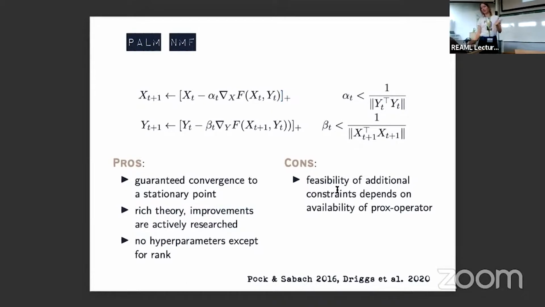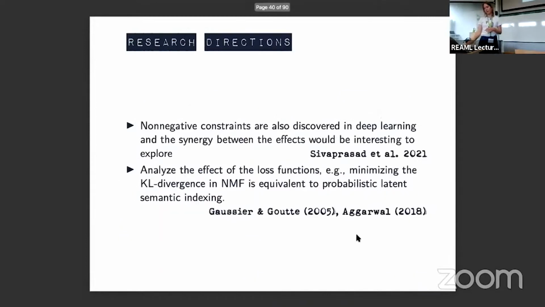The contra is that the feasibility of additional constraints depends on the availability of the prox operator. So maybe you have to show it yourself. For many of the popular constraints, you can find a prox operator.